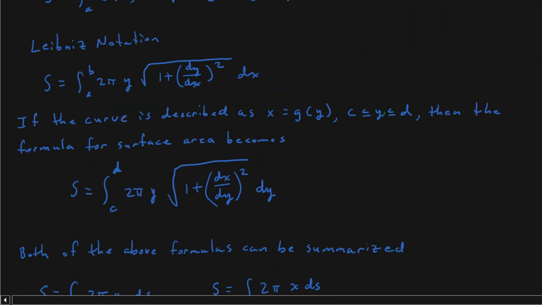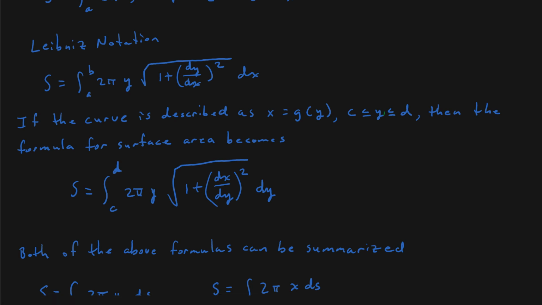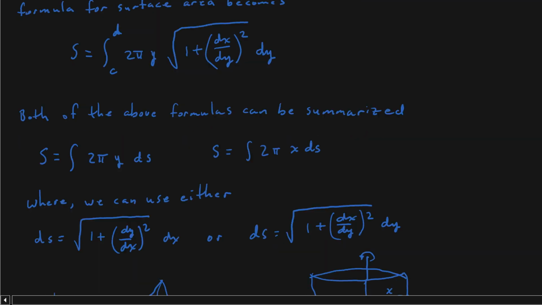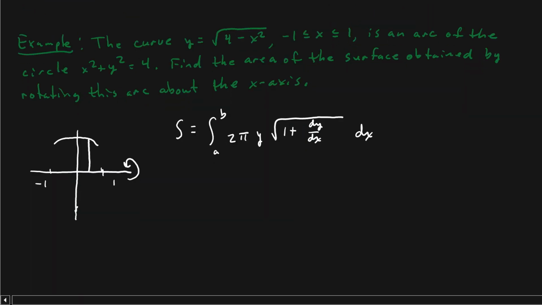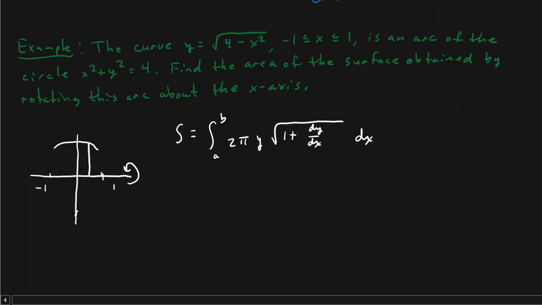See, we're going to use this formula right here. All right, and this is squared. So we've got to find the derivative of y. We've got y equals the square root of 4 minus x squared.